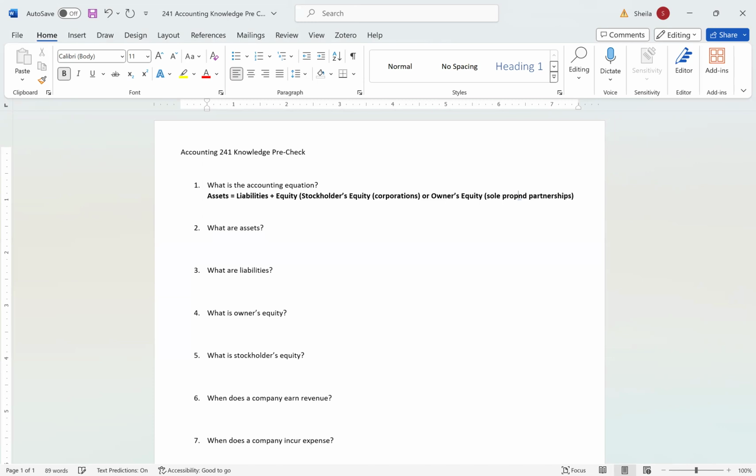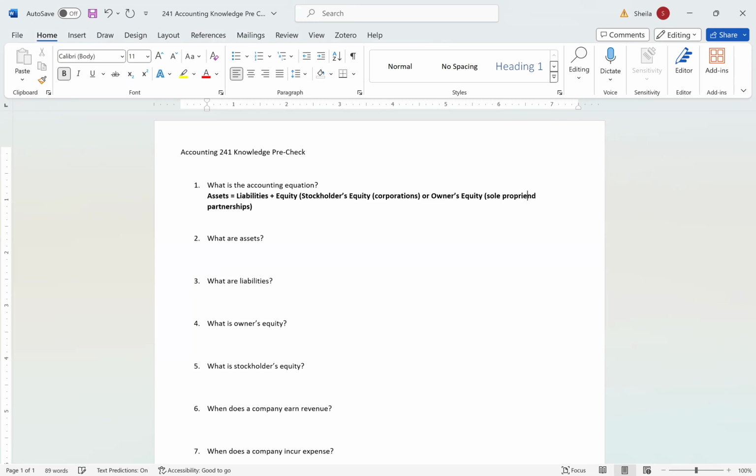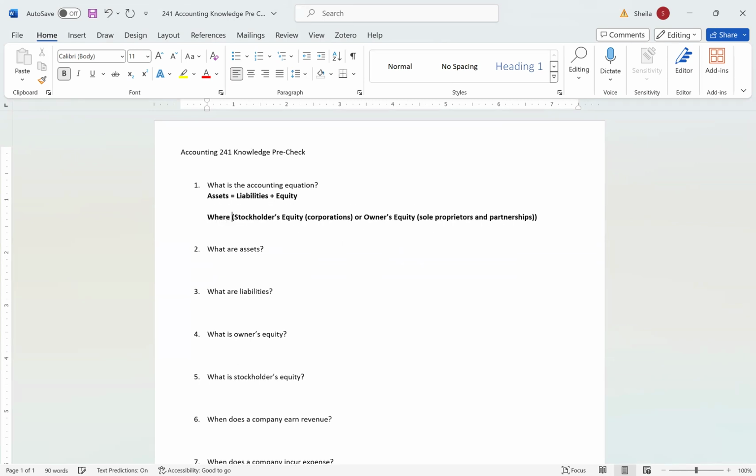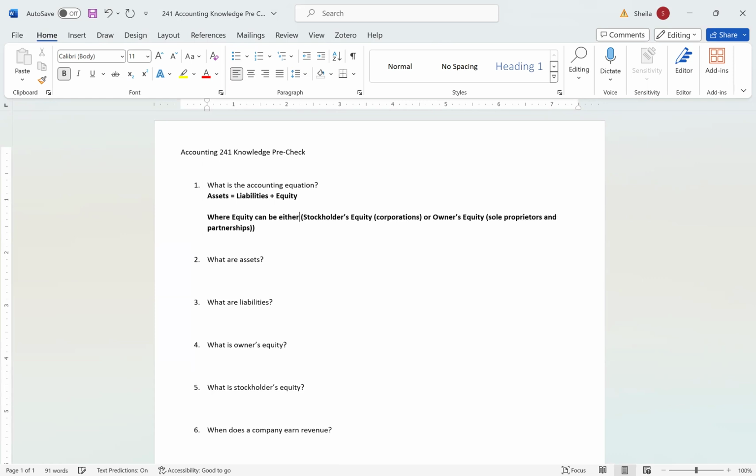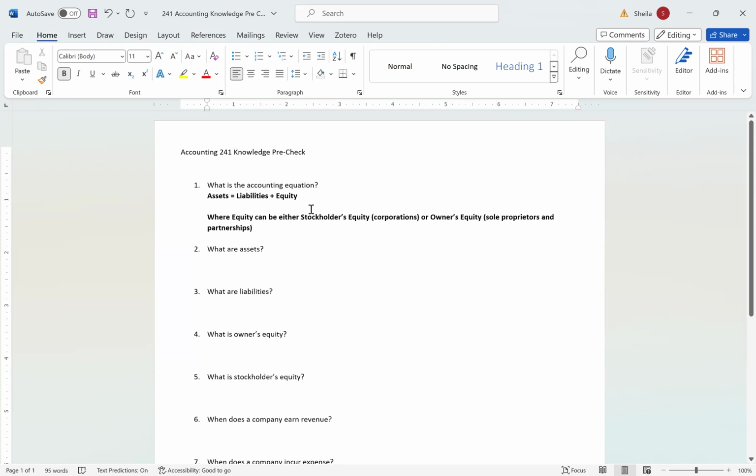Sole proprietors and partnerships. Okay. So I want you to keep that in mind about equity: either stockholders' equity or owner's equity. Owners essentially is what the equity part of the accounting equation represents. So as we work towards explaining some of these down here, I'm going to talk a little bit more about that. So that is the accounting equation.